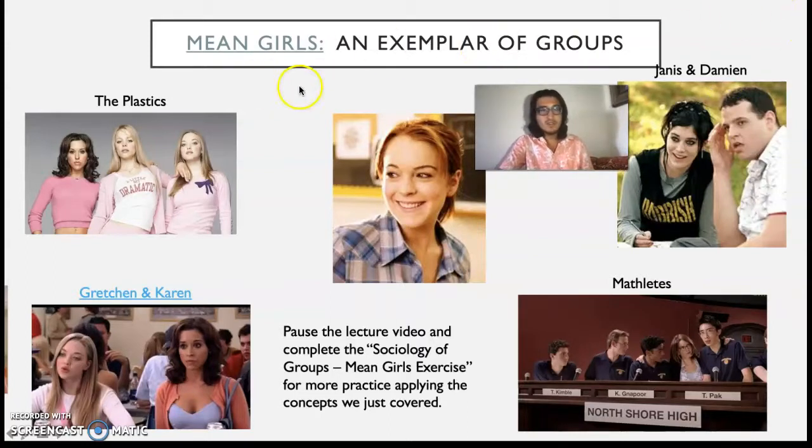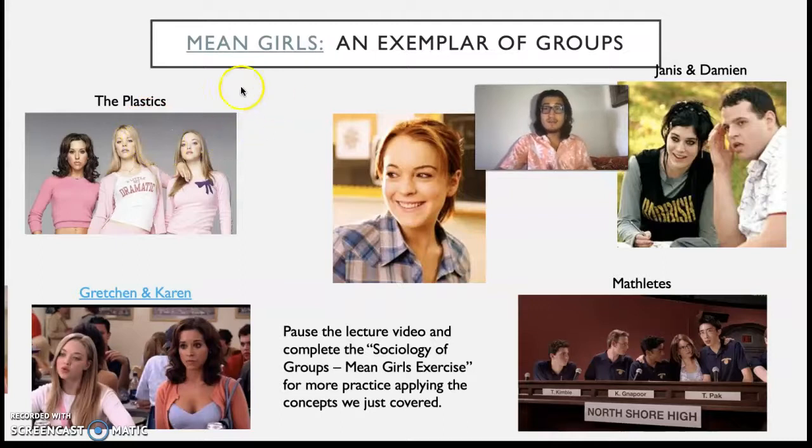So the first group we can look at here are the Plastics, right? There are three of them initially, which would make them a triad, right? The Plastics would definitely be, I would say, a primary group amongst themselves. These three girls are very intimate with one another. They're very informal when they interact with one another. They share a lot of secrets with one another. So definitely a primary group for them.